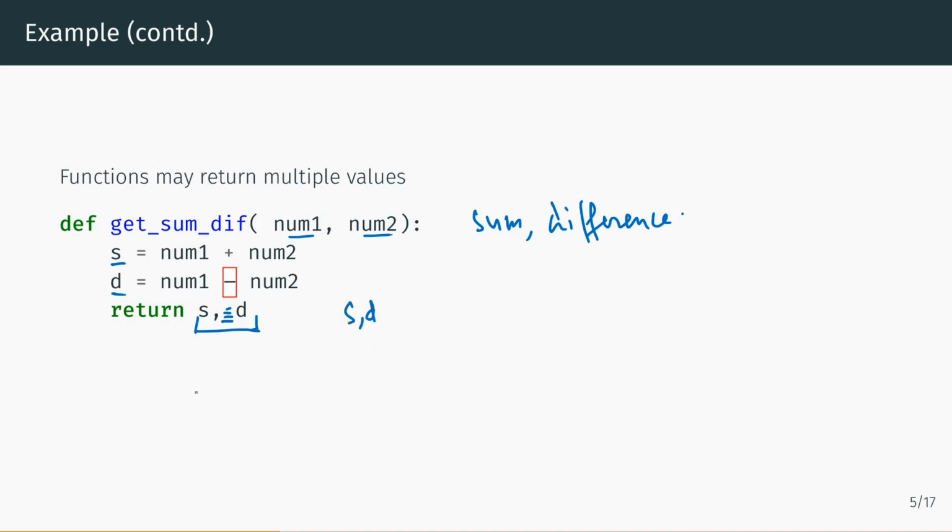And just like before, you don't have to return variables. You can also return expressions. So you can say return num1 plus num2, comma, num1 minus num2. You can also say this, right? So any function can return a constant, a variable, or an expression, okay?